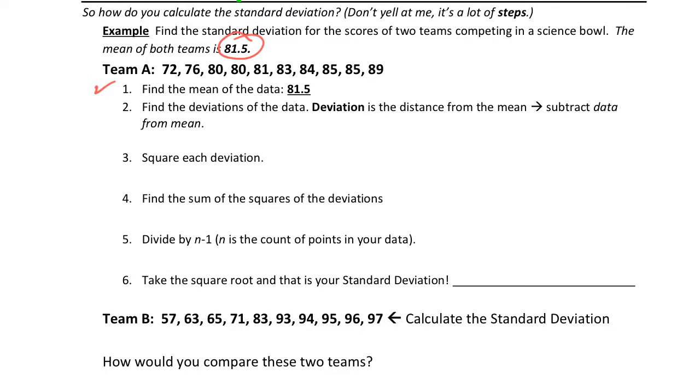Step 2, find the deviations of the data. We're going to take every single value in that list, all 10 of them, and subtract the mean from them. That means we could end up with some negative numbers. If we take 72 and subtract 81.5, we get negative 9.5. And then 76 minus 81.5 would be negative 5.5, and so on. So I'm just going to take every number in that data set and subtract 81.5.